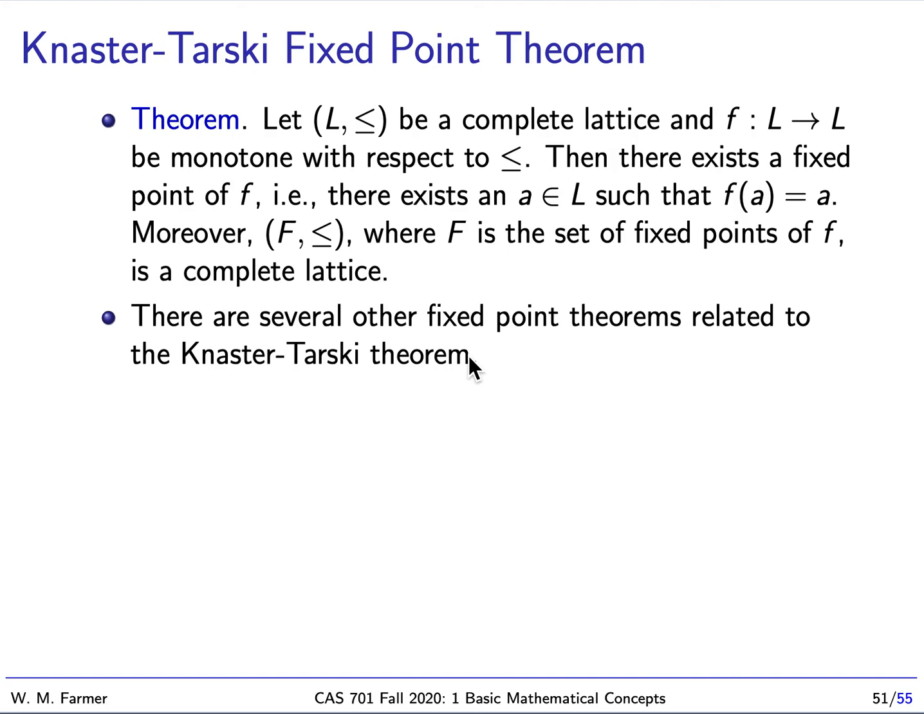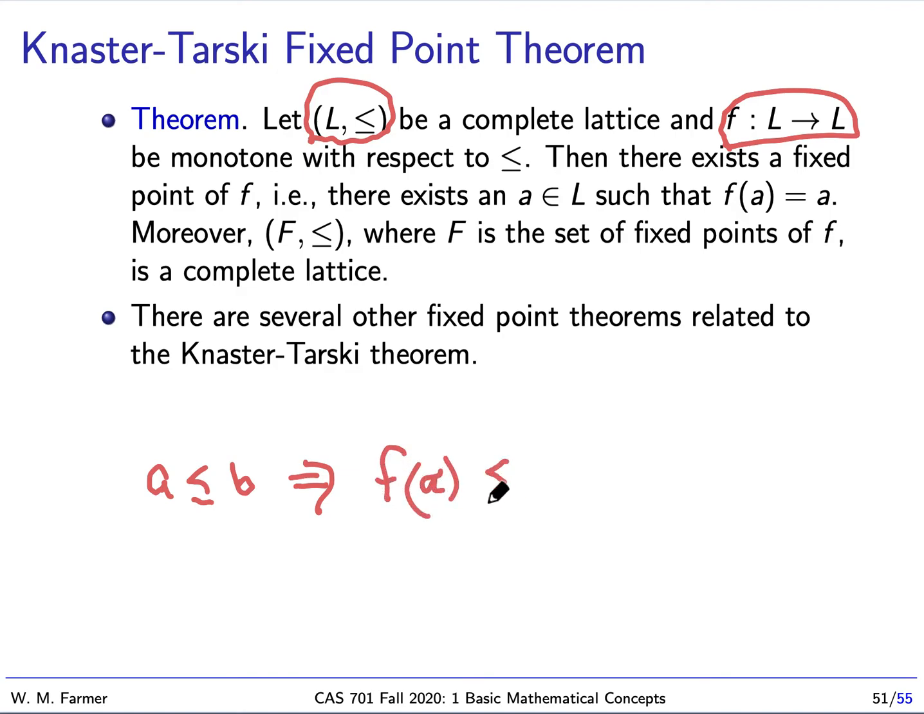I'd like to talk to you first about a fixed point theorem called the Knaster-Tarski fixed point theorem. In this theorem, we have a complete lattice and we have a function which is monotone. I'll remind you, monotone means that if A is less than or equal to B, that will imply that f of A is less than or equal to f of B. So monotone functions preserve order.